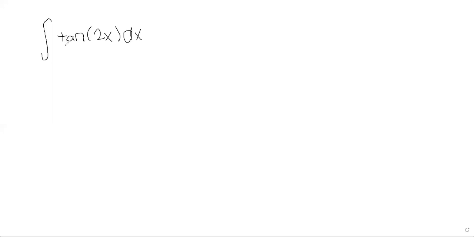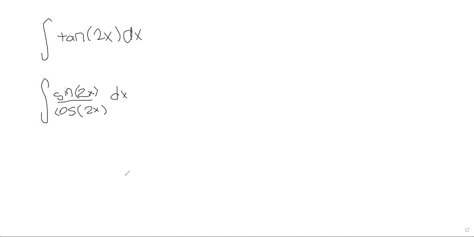We can rewrite tangent of 2x using that quotient identity from pre-calc. We can write that as sine of 2x divided by cosine of 2x. Sine always goes on top for tangent, so we have sine of 2x upstairs, and then downstairs we have a cosine of 2x, dx. And it's much better to have this than tangent, because we do know the derivatives and antiderivatives of cosine and sine. We know those pretty well by this point.